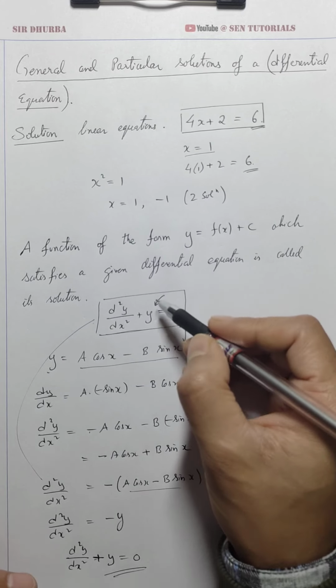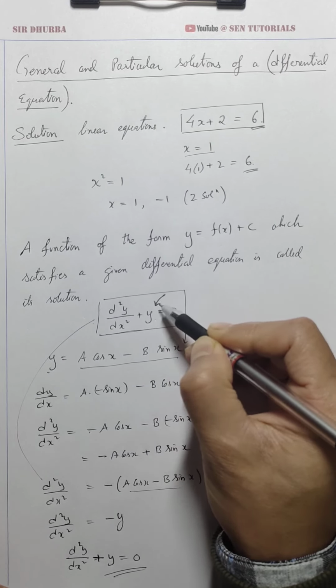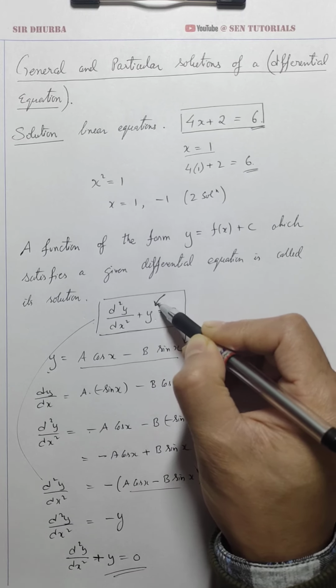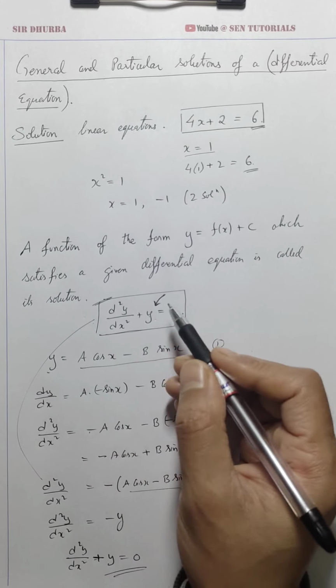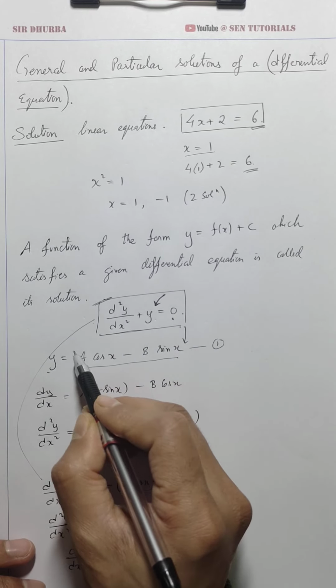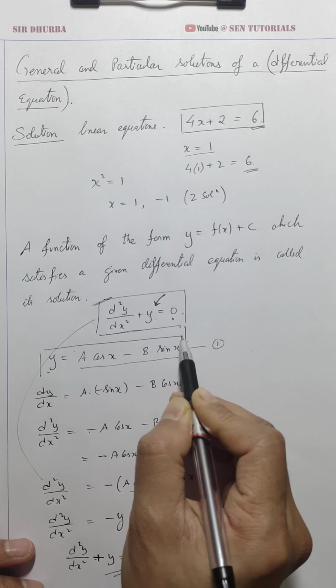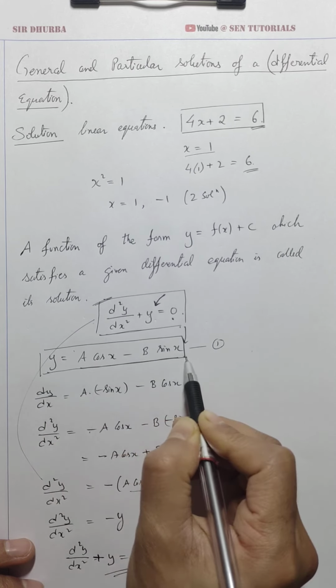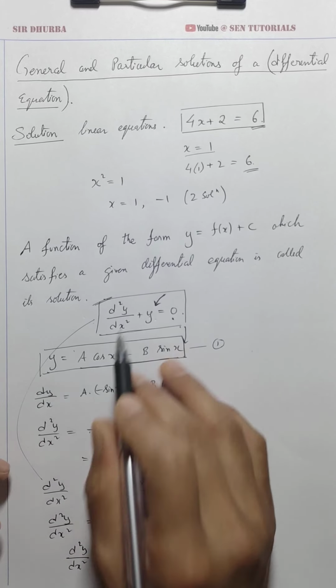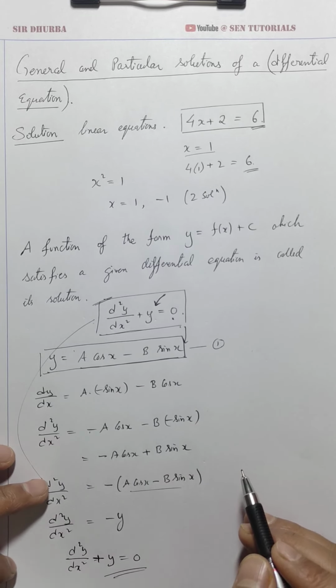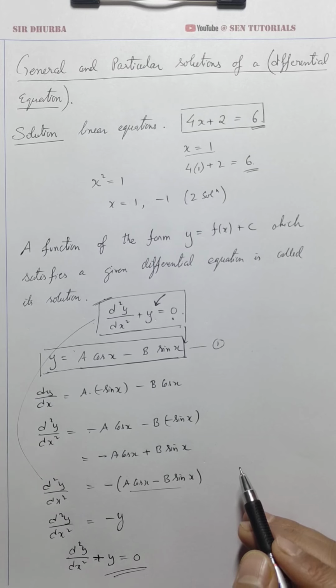Solution. So what is the particular value of y, that function, which when you substitute here, this differential equation will be solved? That value is y equal to a cos x minus b sin x. So this is the solution of this particular differential equation.